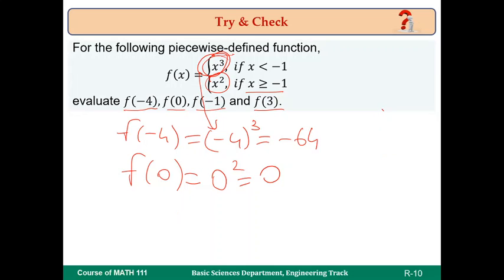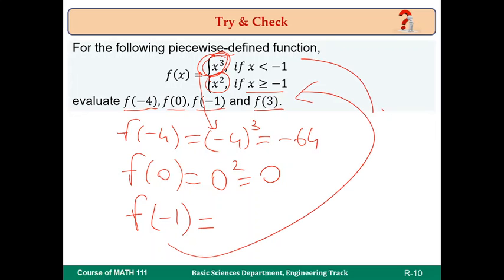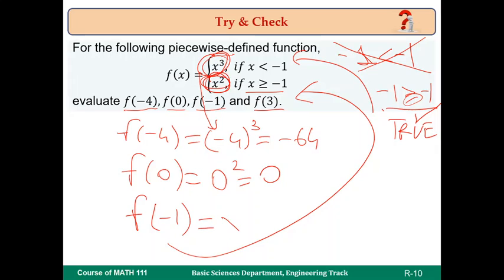Okay, let's look at the other point, f of -1. So f of -1, check here these two. Which one? -1 is less than -1? No, this is not true. -1 bigger than or equal to -1? Yeah, that's correct, because we have an equality here. It covers the situation, so it's true. So we use this formula here, x squared, so it will be -1 squared, so it will be 1.